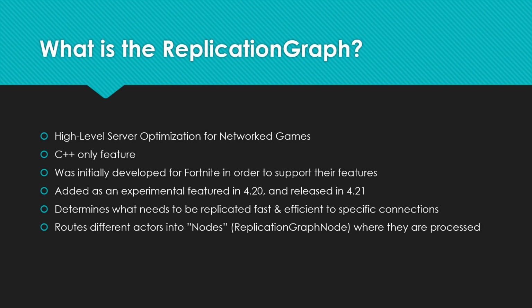And how this works as a high-level server optimization is that it determines what needs to be replicated to a specific connection, and it does that very fast and efficiently. And how it determines what needs to be replicated is that it routes things into these different so-called nodes. And again, you should not be confused by the blueprint nodes. And when they're routed into these nodes, it processes them differently depending on what the node is.